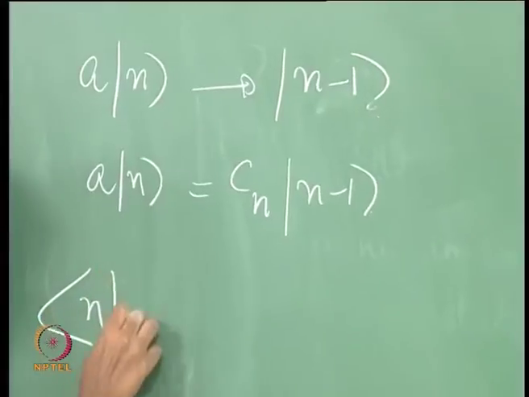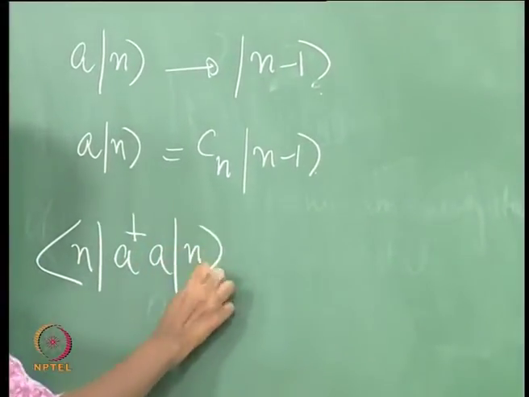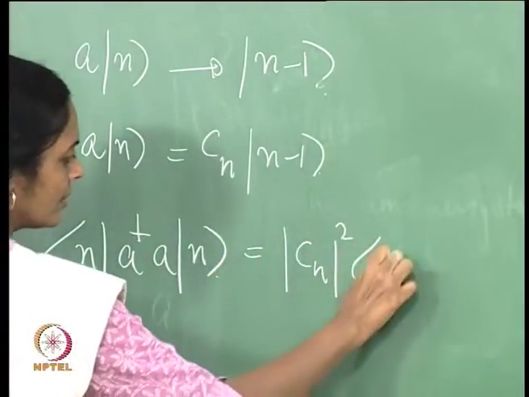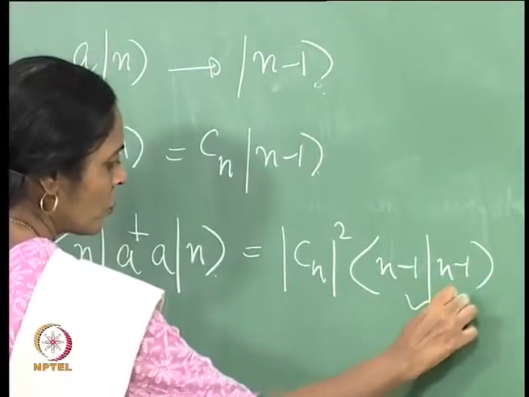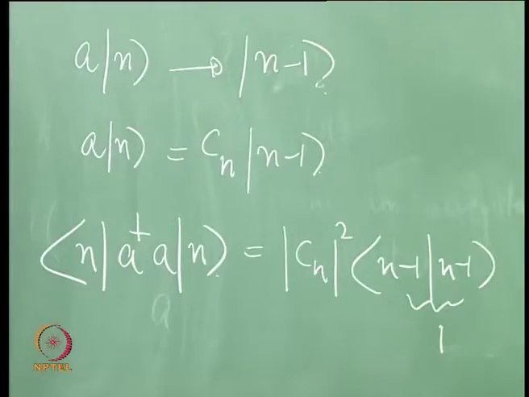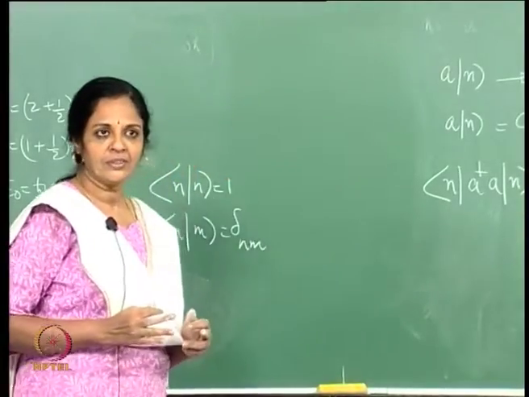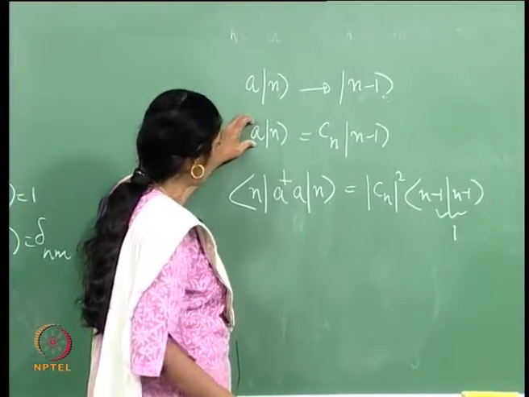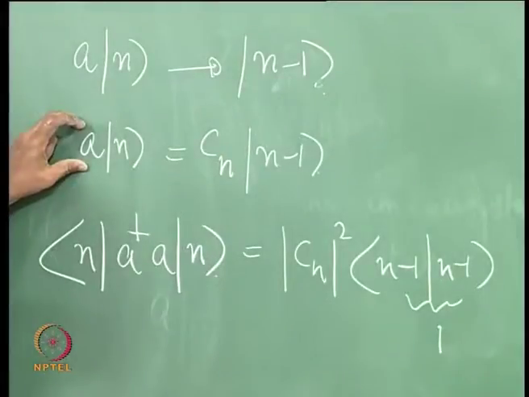I can always find out this object. This is simply mod Cn squared, inner product of the state n minus 1 with itself. Since the states are all normalized to unity, that is simply mod Cn squared, because Cn is in general a complex number. I emphasize that A is not a Hermitian operator. Therefore, first of all, this cannot represent physical observables, but linear combinations A plus A dagger, A minus A dagger and so on represent physical observables. They are Hermitian, they represent position and momentum, for instance, in this case.